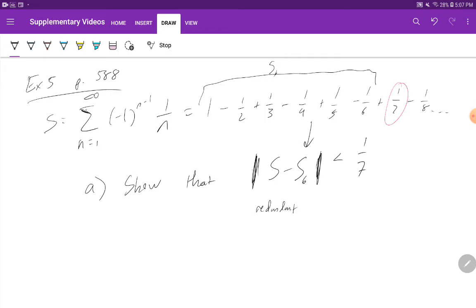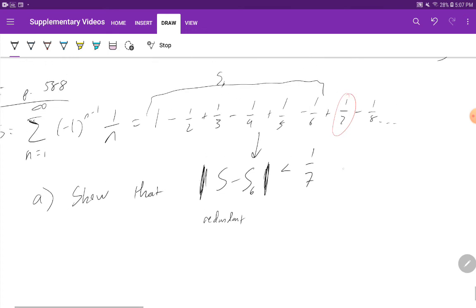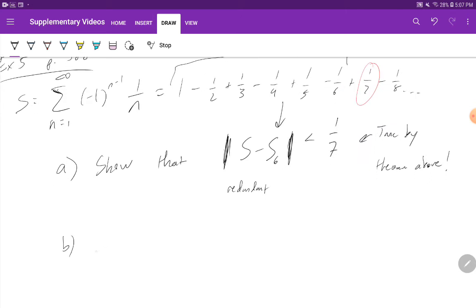And we really don't have to show it because this is true by the theorem we just talked about. It's kind of redundant, so I'm just going to skip that part. Part B says find an n such that S sub n approximates the sum with error less than 10 to the -3. Okay, so this one's going to require a little bit more elbow grease.